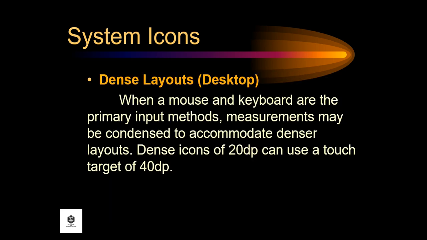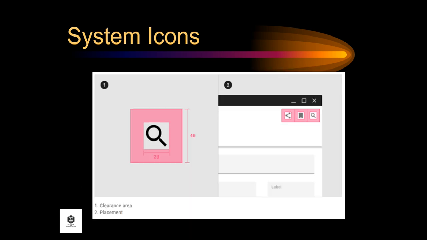Dense layouts or desktop. When a mouse and keyboard are the primary input methods, measurements may be condensed to accommodate denser layouts. Dense icons of 20 dp can use a touch target of 40 dp. For example, the first image is the clearance area and the second image is for the placement.